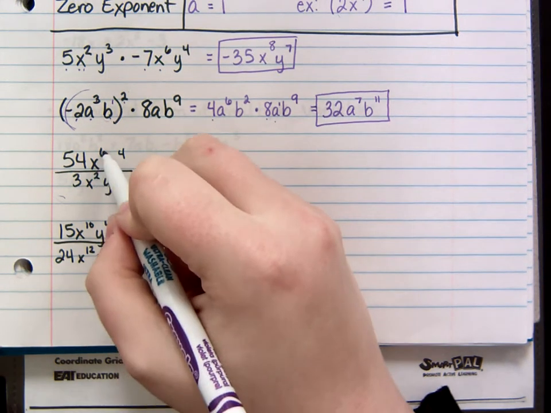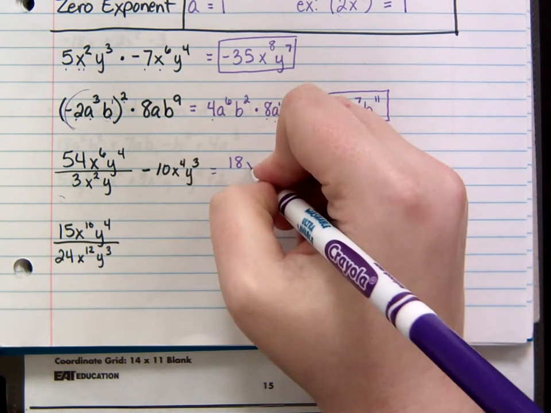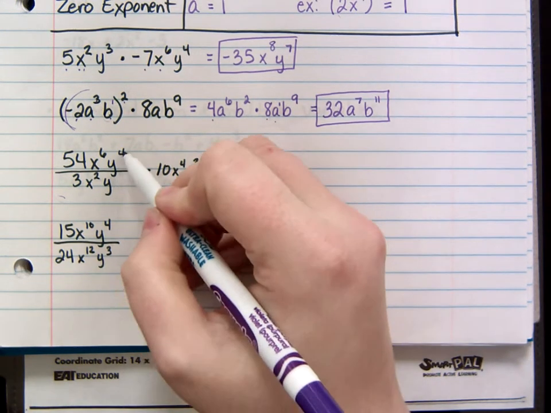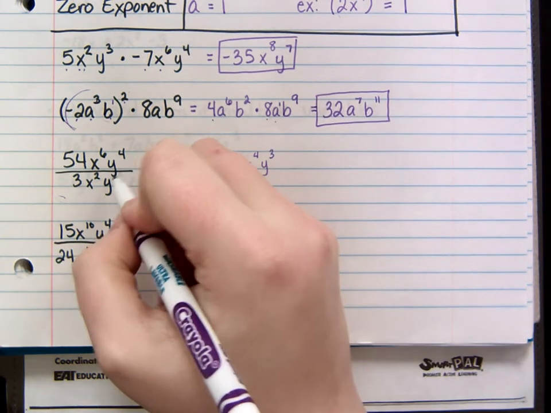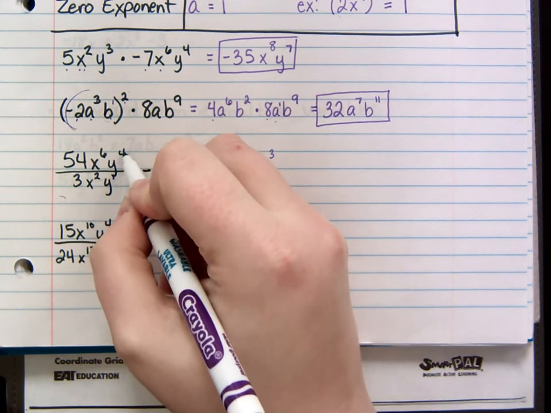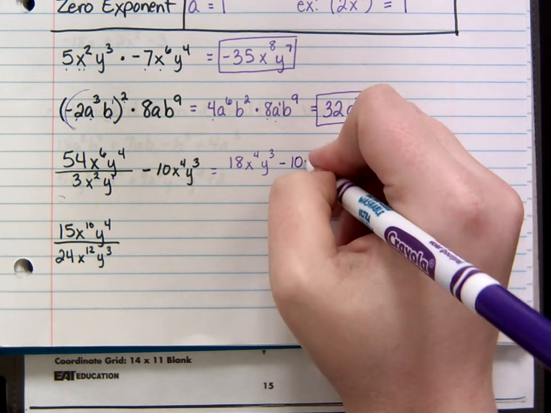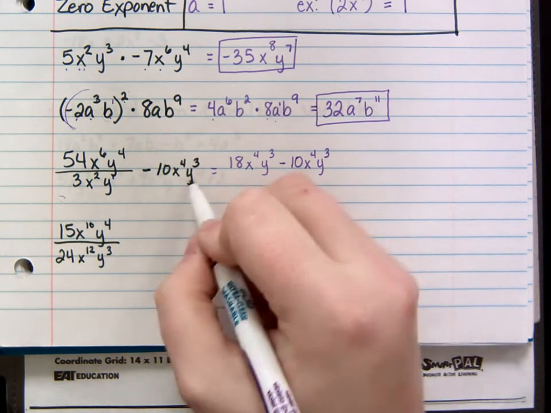X to the 6th divided by x squared. Quotient rule says I'm going to subtract, so 6 minus 2 gives me an exponent of 4. Y to the 4th divided by y gives me y to the 3rd, because again, there's an exponent of 1 here. 4 minus 1 gives me 3. Now, I'm bringing over this part here.